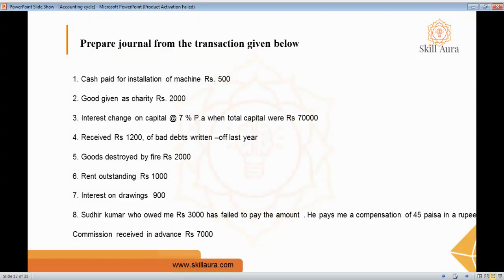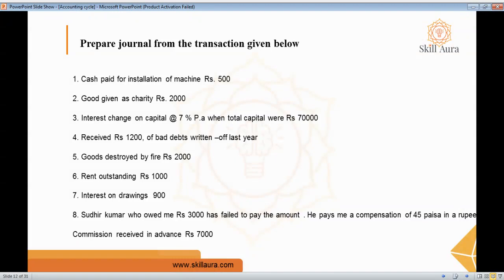So in the debit account column, interest expenses, and in the credit account, capital account. In the debit amount you will enter 4,900, that is the expense of 7% on 70,000, and in the credit amount you will have 4,900, which is the increase in capital, so it will be balanced.